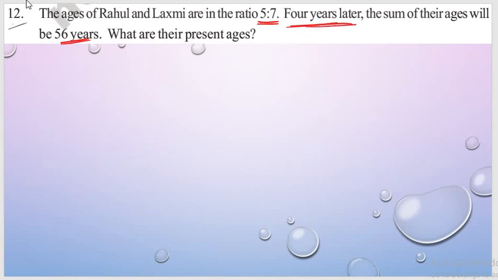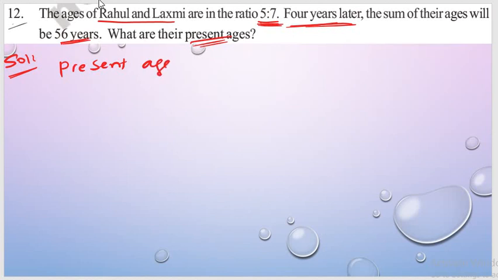So this is a problem related to ages, right? Whenever you are solving a problem related to ages, you always need to consider things in terms of present age. If you are going to the past, then we need to subtract the value. When you are going into the future, you need to add the value to the present age. Now what he has given: the ages of Rahul and Lakshmi are in the ratio 5:7. So always you need to consider the present ages.